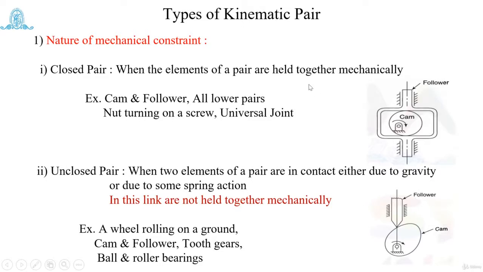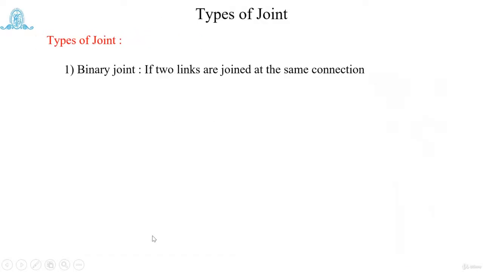So that's why, when we hold them together mechanically, it is a closed pair. When they are not held together mechanically, and we have to apply some sort of force over there, then it is called an unclosed pair. Ball and roller bearing also come under the category of unclosed pair.